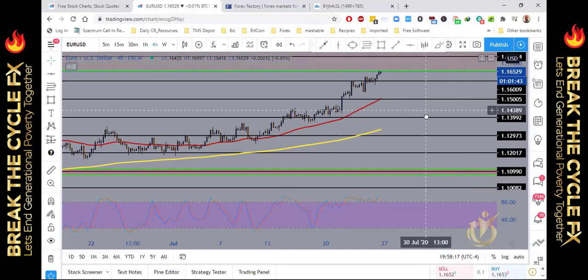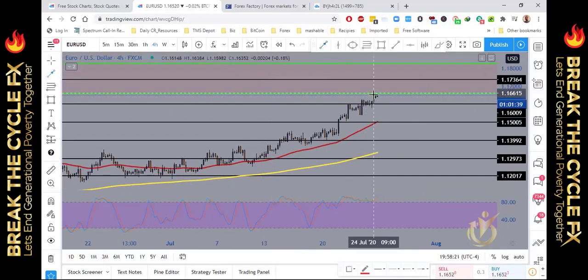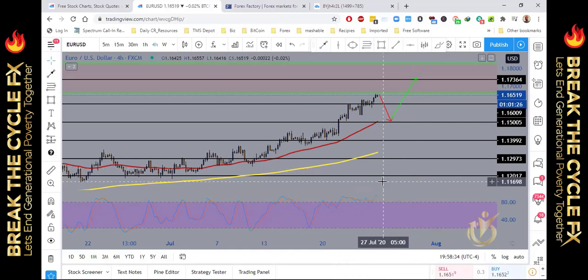What am I waiting for in EURUSD? I'm waiting for the pullback. I don't want to try to catch the pullback. That's not what I'm here for. Right? I'm waiting for it to pull back and try to catch this move right here.